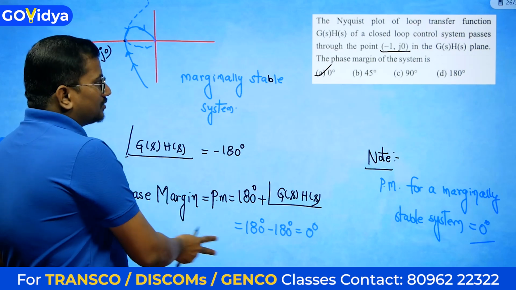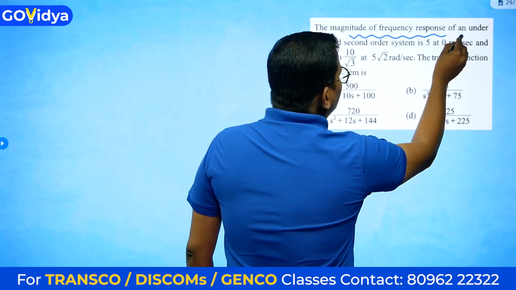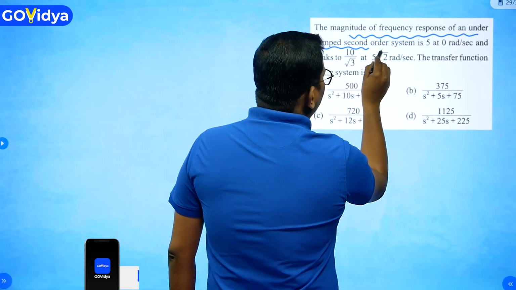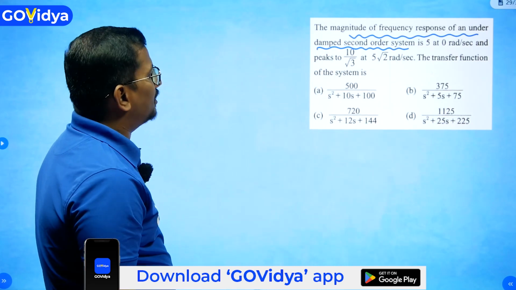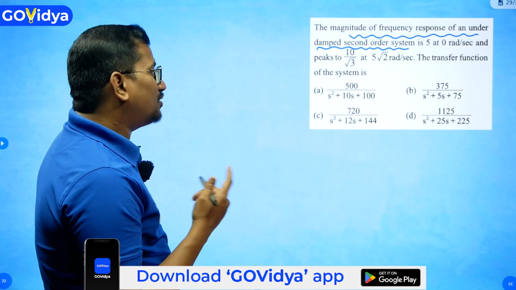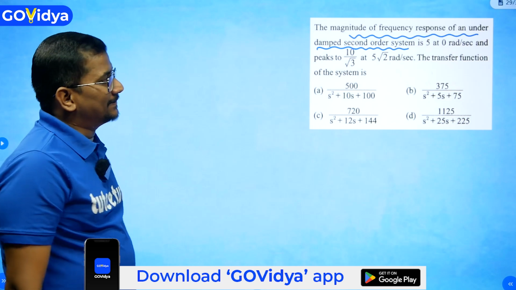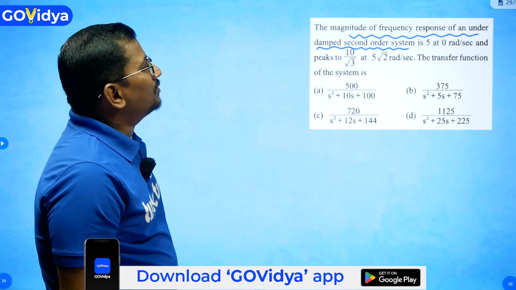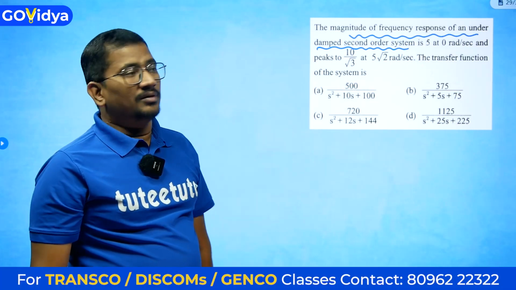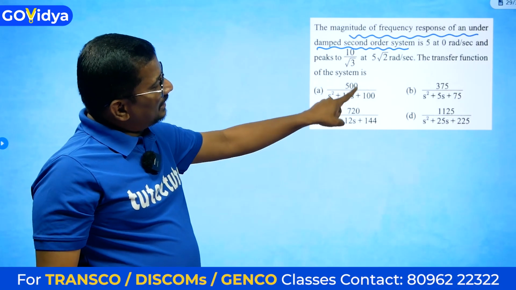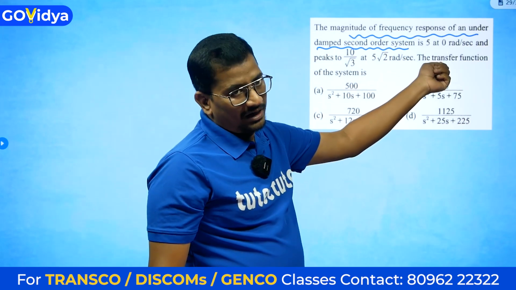Now let us see another question. The magnitude of the frequency response of an underdamped system is 5 at 0 radians per second and peaks to 10 by root 3 at 5 root 2 radians per second. The transfer function of the system is. Okay. So the magnitude is 5 at 0 radians per second, so I need to check which of the options gives the magnitude 5 at 0 radians per second.